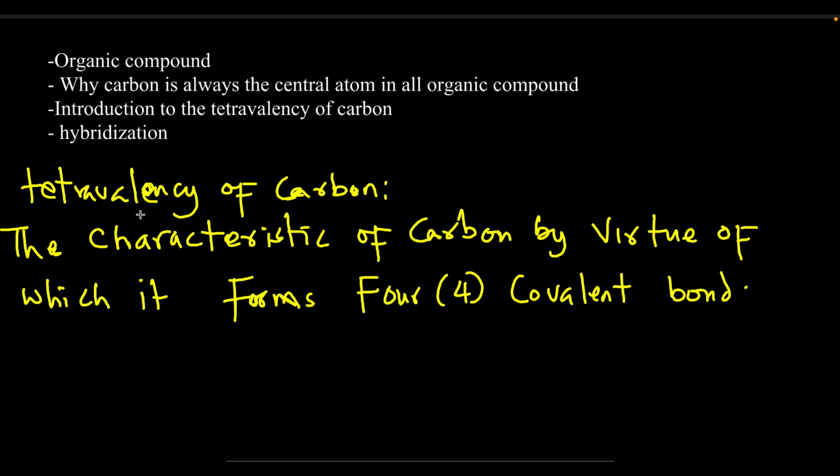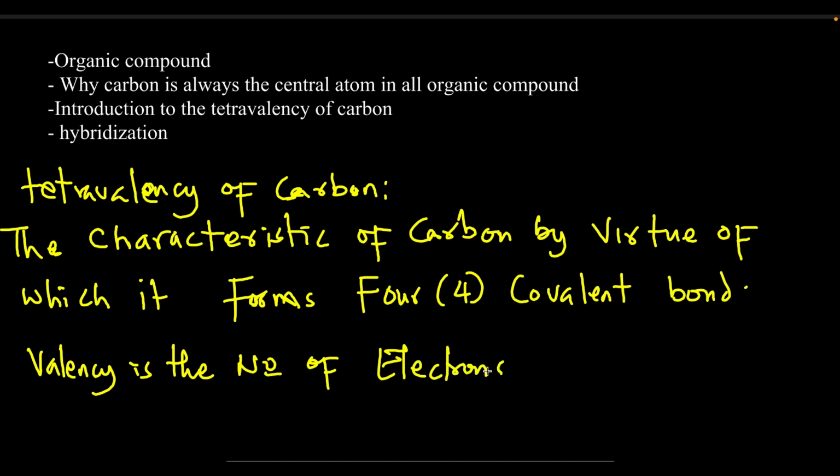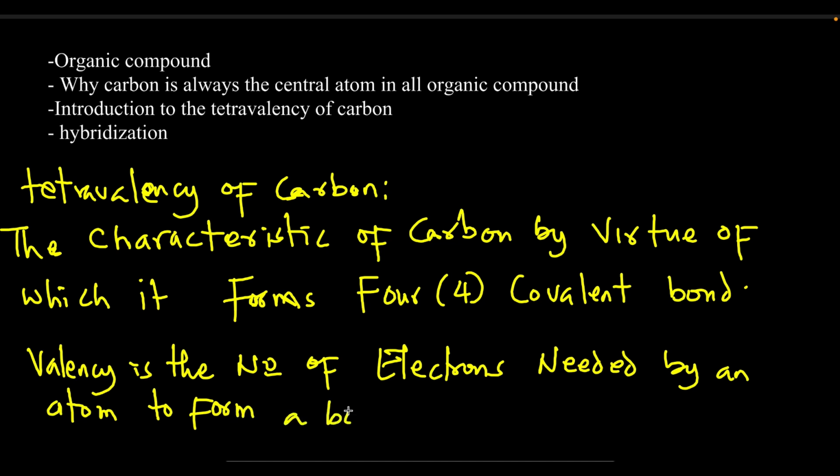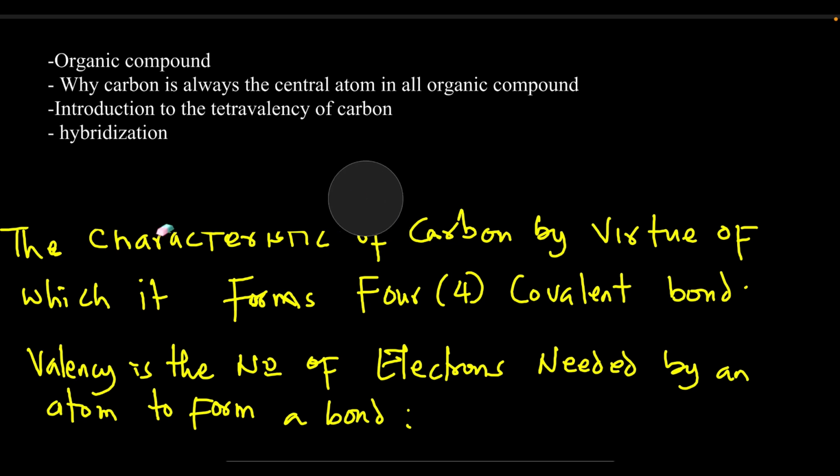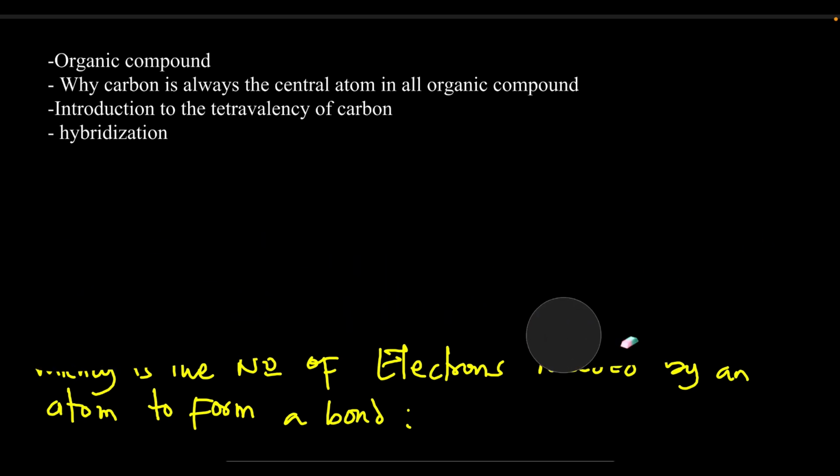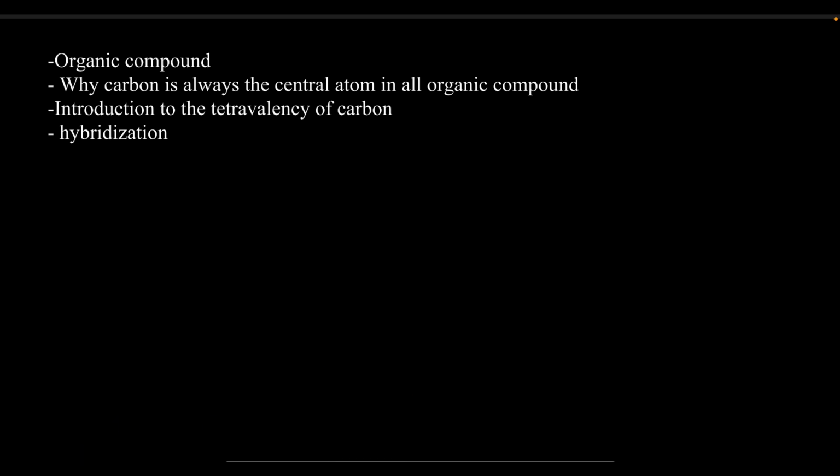As the name implies, tetra means four. Valency is the number of electrons needed by an atom to form a bond. So when they say tetra means four, it means that carbon needs 4 electrons to form a bond. I believe we've gotten what tetravalency means. Now, how do we form this tetravalency? We're going to quickly look at the electronic configuration of carbon. We have two forms of electronic configuration.